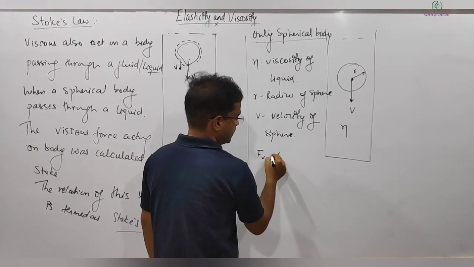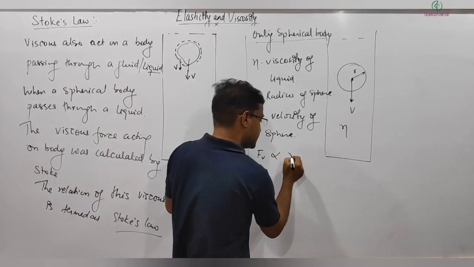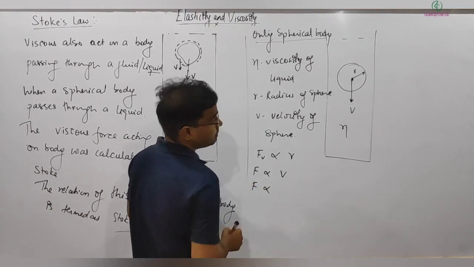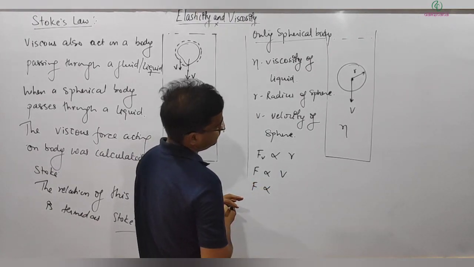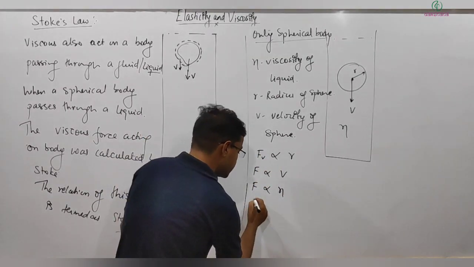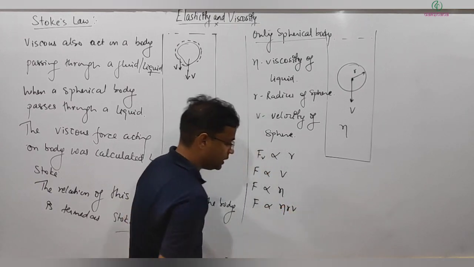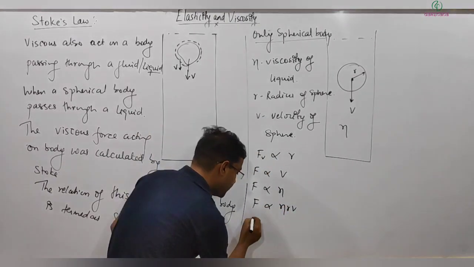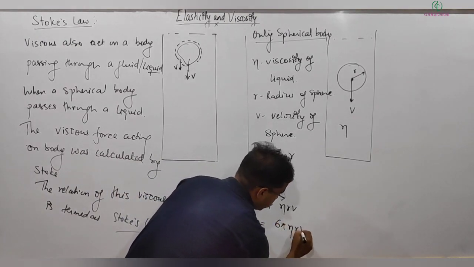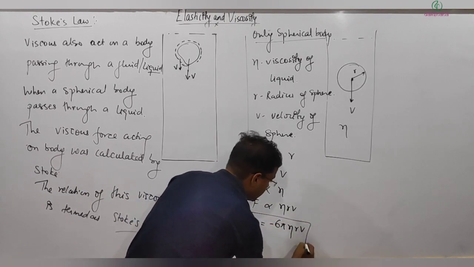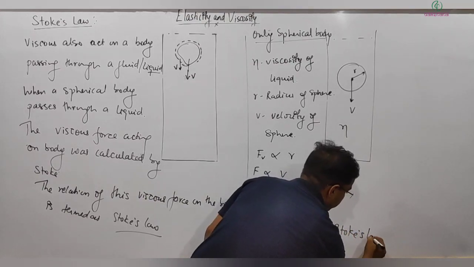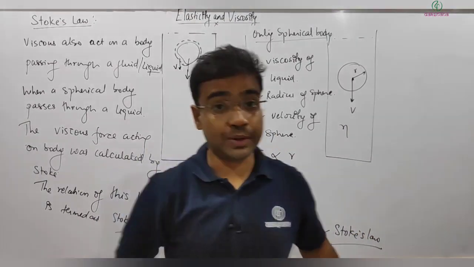In this situation, this is all experimental. It was found by Stokes that the viscous force acting on this spherical body is directly proportional to r, directly proportional to velocity, and directly proportional to eta also. Combining these, directly eta r v, and the proportionality constant was calculated, and it comes out to be 6 pi eta r v, with a negative sign because it will be opposing. This relation is termed as Stokes law. So I hope you are clear what Stokes law is.